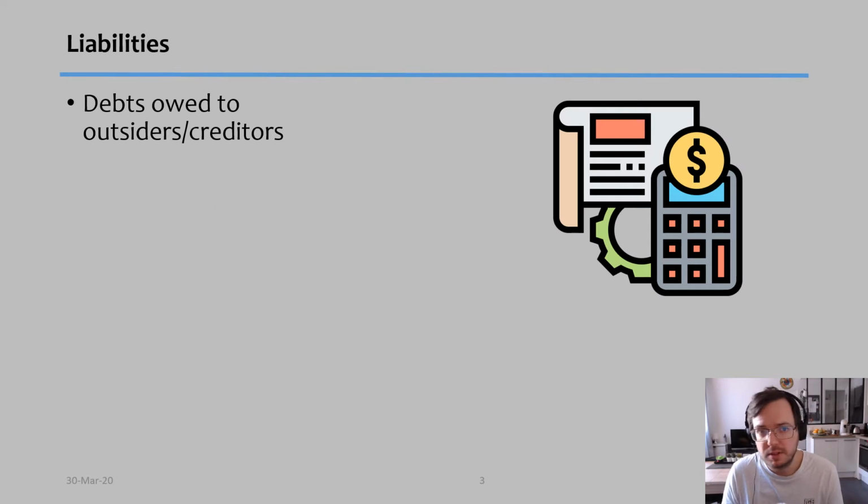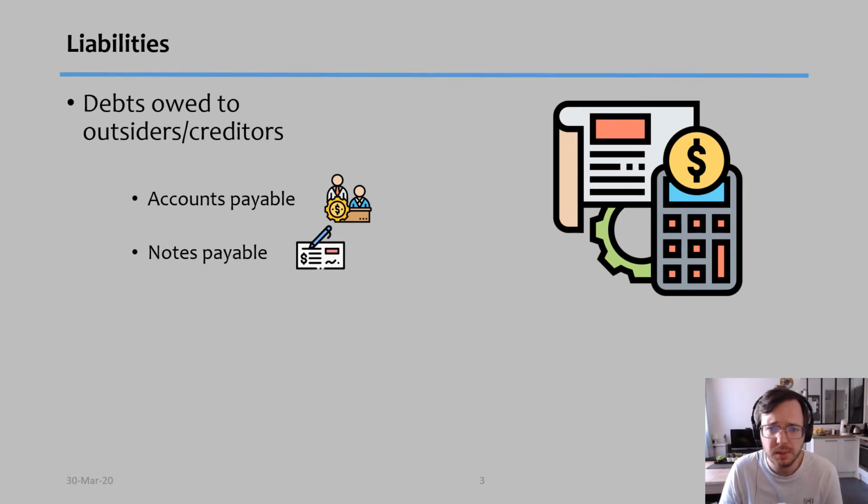Liabilities are debts that are owed to outsiders or to creditors. In other words, things that the company, that your business entity, must pay. And here we have things like accounts payable. This is the opposite of accounts receivable. Accounts payable means that you bought something from a supplier, but you did not pay it yet, and therefore you're going to have to pay in the future. Notes payable as well, like checks or debts that you have, for example.